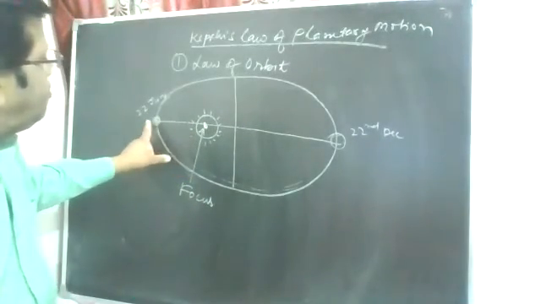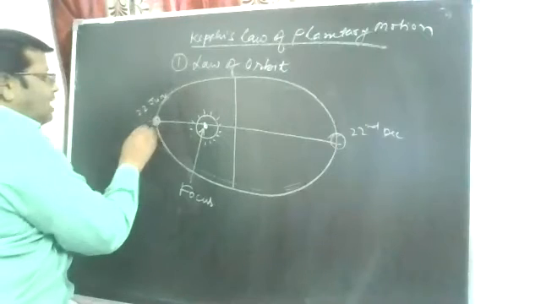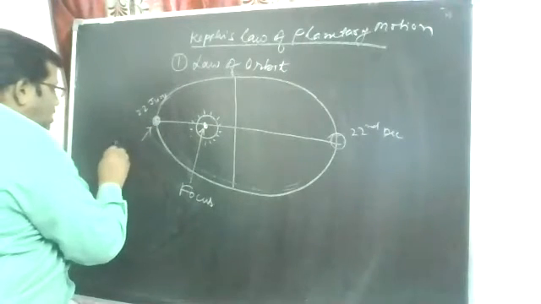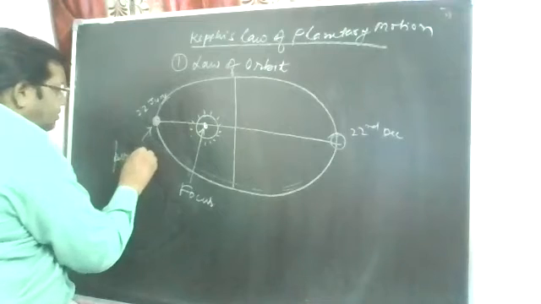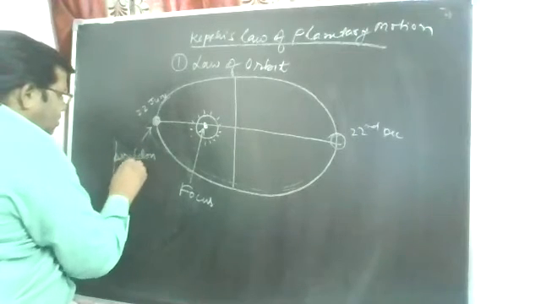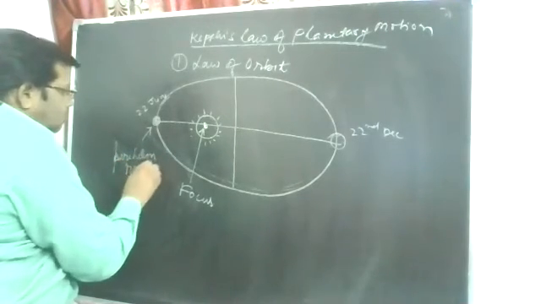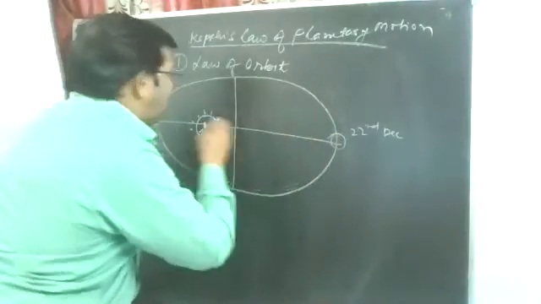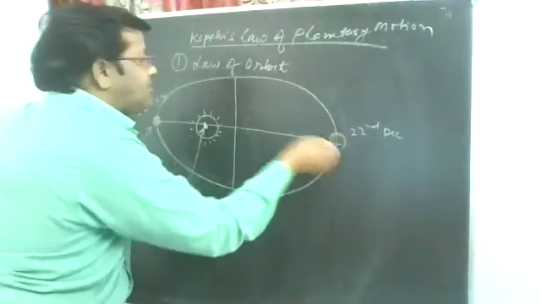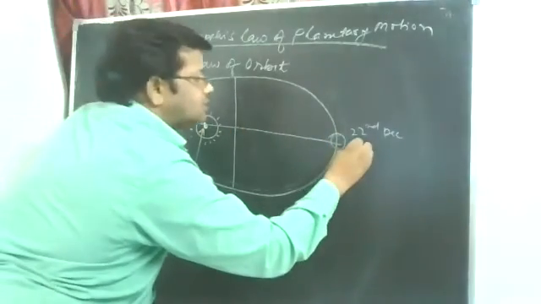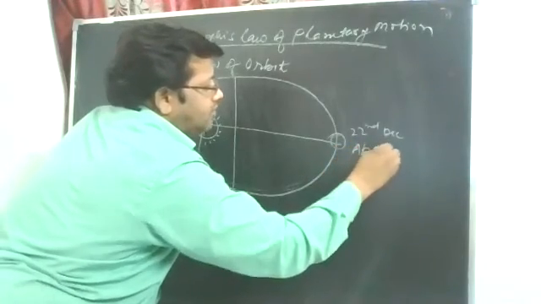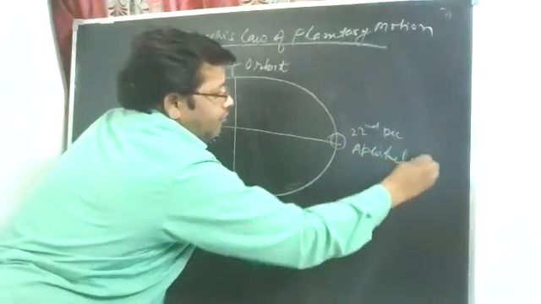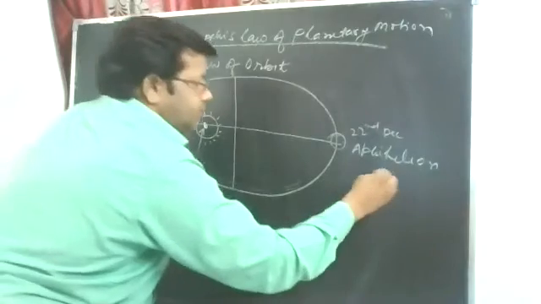The nearer region is called the perihelion region. And the distal part, where the planet remains at the largest distance, is called the aphelion region.